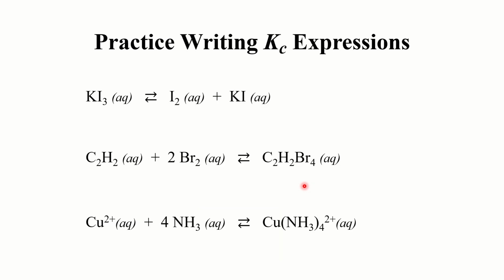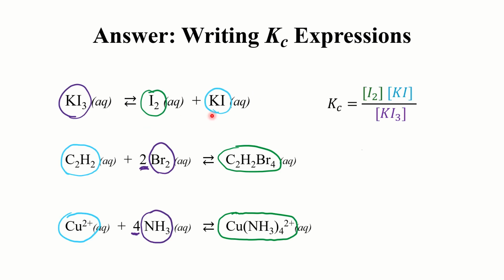All right, so let's practice writing some Kc expressions. We're going to look at 3 different reactions. We'll start with this first reaction. Well, obviously the question says it's Kc, but if I didn't know that, how would I know it's Kc? All 3 species in the reaction are aqueous, meaning that they are dissolved in water, they're in solution. So I've got 2 products, 1 reactant.